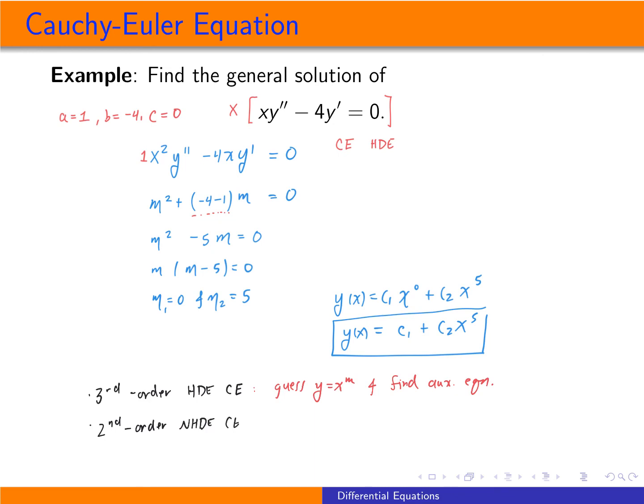Furthermore, we could also have a second order non-homogeneous Cauchy Euler differential equation. Note, if it is a Cauchy Euler differential equation, it is not constant coefficient, which means we are unable to use undetermined coefficients. So in this case, our only choice for finding a particular solution is variation of parameters.